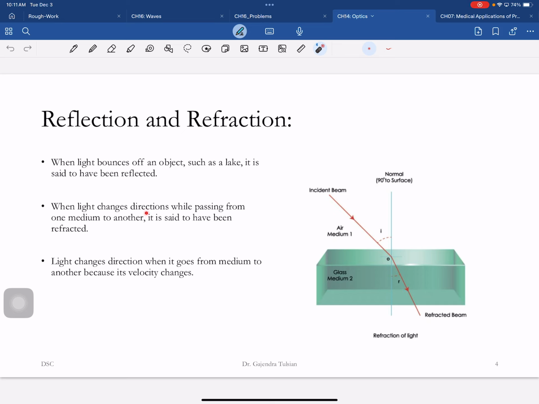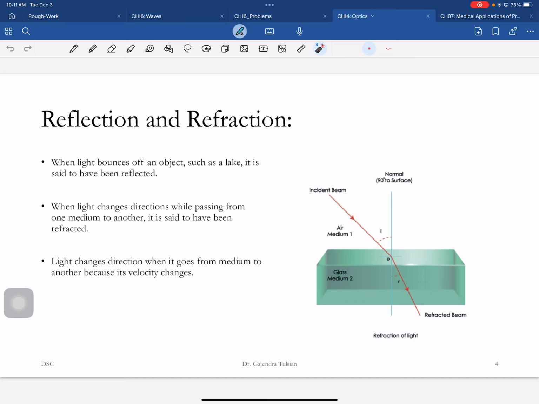When light changes direction while passing from one medium to another, it is said to have been refracted. Light changes direction when it goes from one medium to another because its velocity changes. Now, here's the deal. If it slows down in this medium, then it will bend towards the normal. This is called the normal. The normal is the perpendicular to the interface. If it slows down, then it'll bend towards the normal, and if it's going faster in this medium, it will bend away from the normal.